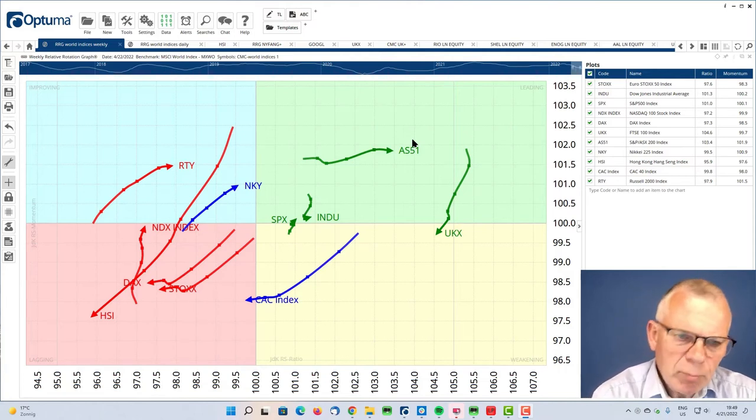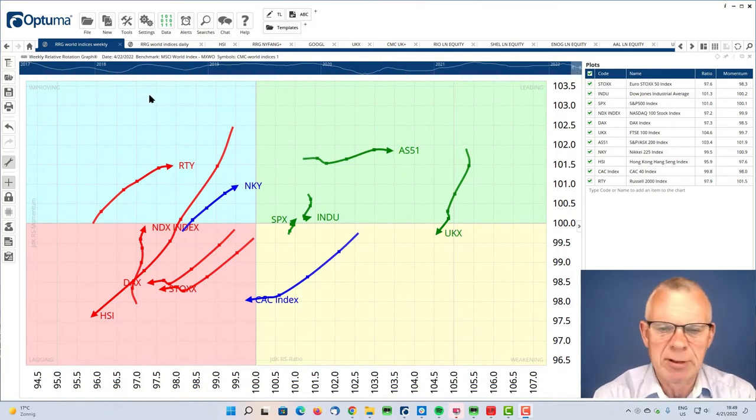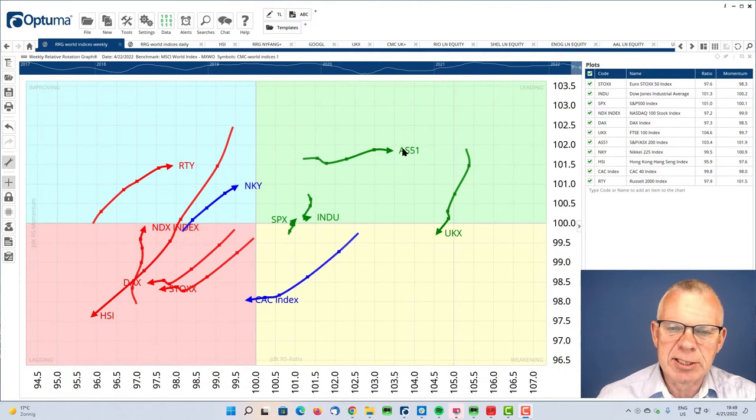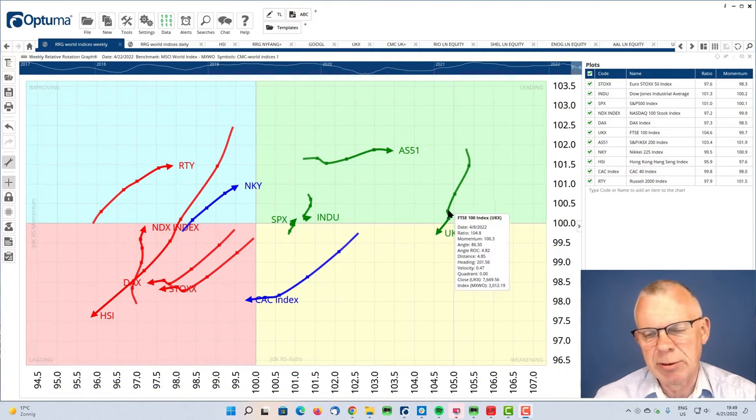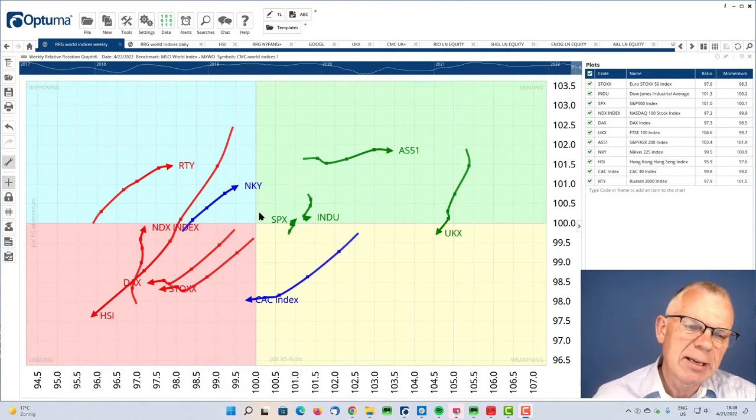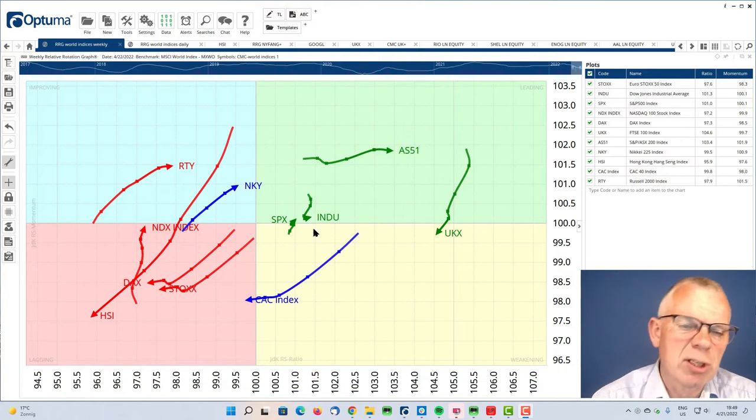And as you see, it's plotted here. It's a weekly RRG, a weekly relative rotation graph. You see that Australia, this is the ASX 200, is traveling nicely into the leading quadrant. The UK is still very strong, but it's rolling over. The Japanese Nikkei index is moving in the right direction. The American indexes, the S&P and the Dow Jones Industrials, are very stable. They have very short tails.